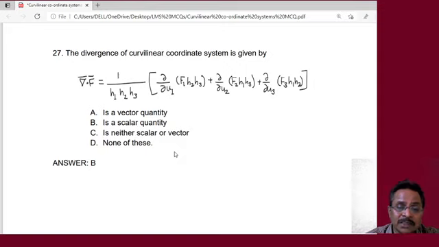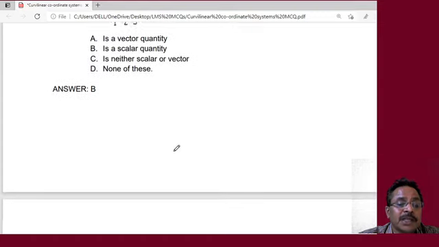So writing this frequently and then trying to go for its variations must be understood very easily when we go for this type of divergence of a vector point function in the curvilinear coordinate system. But remember, divergence of any vector point function in any coordinate system is always going to be a scalar. Therefore, for question number 27, the correct answer is B. It is a scalar quantity.